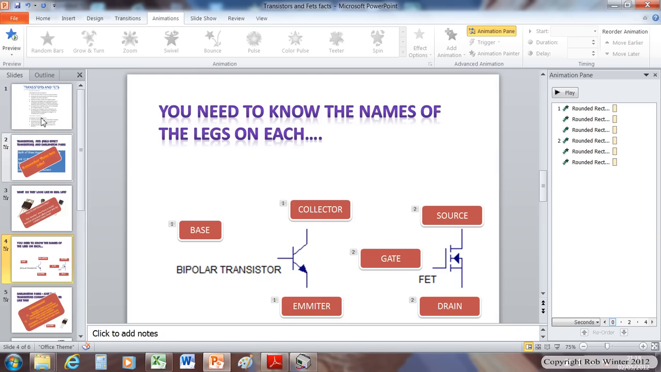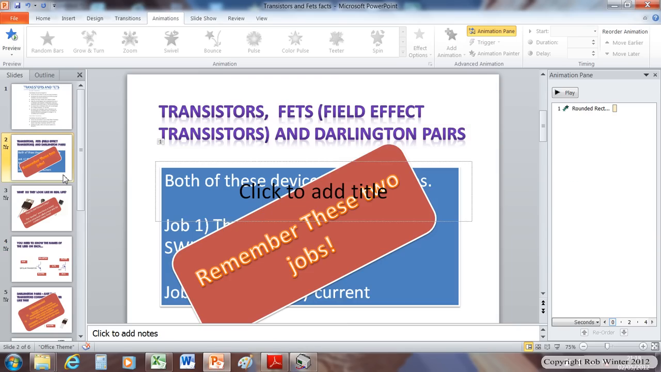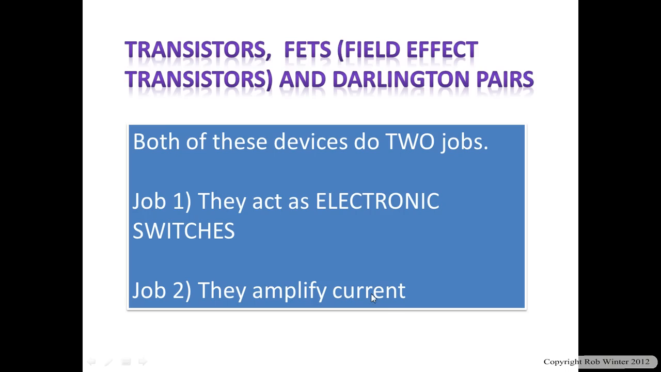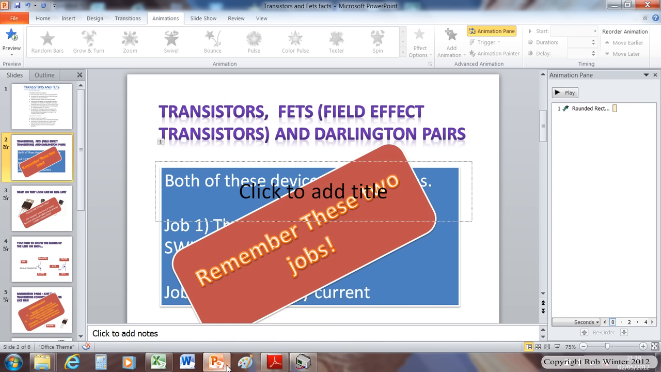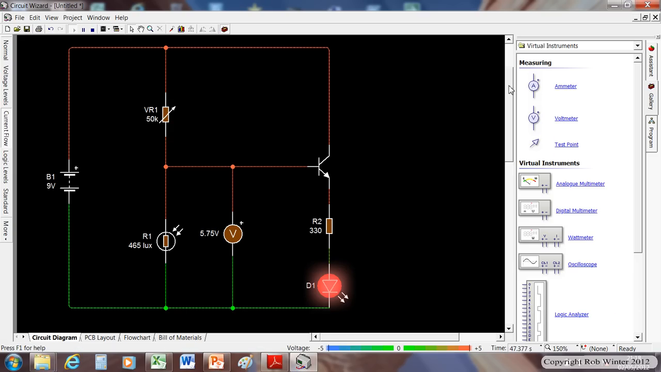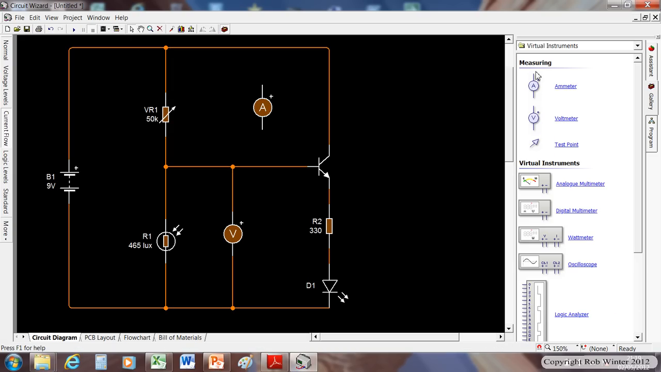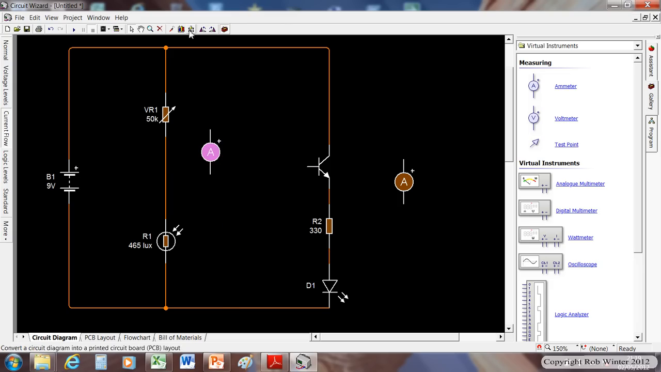Go back to the PowerPoint, see if you can remember. I said the second thing it does, it amplifies current. Okay, current being the amount of electricity available. I can prove that to you with an ammeter. Okay, get the ammeter. I'm actually going to get 2. So I'm not going to measure volts anymore. Remember, an ammeter always goes in the flow of the electricity.